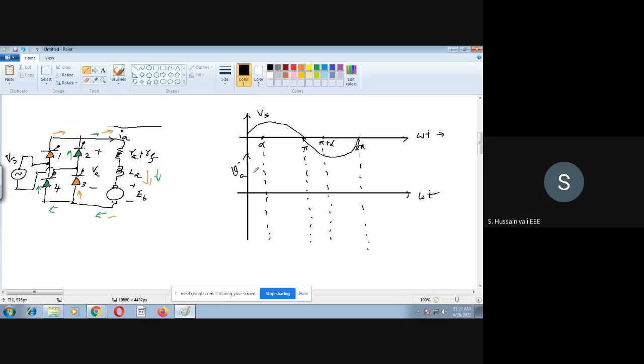So first, at pi plus alpha, thyristors 1 and 3 will conduct. When 1 and 3 are conducting, as I have shown you here, I will add alpha. So alpha less than or equal to omega t less than or equal to some value. In that case, Va is equal to Vs. So I will draw that waveform here. Va is equal to Vs.